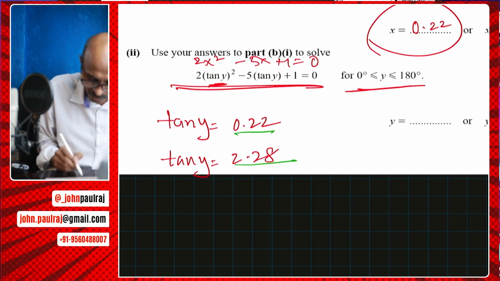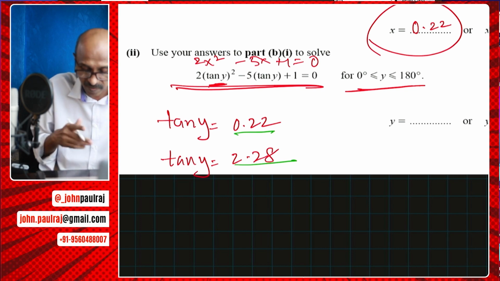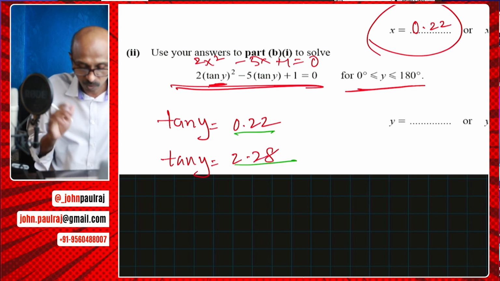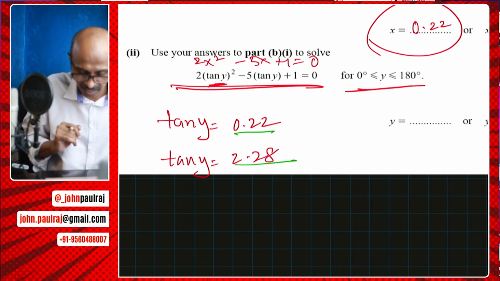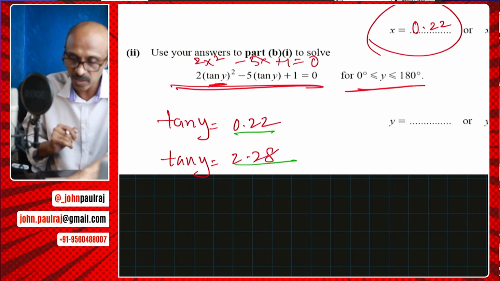So tan is positive, so that means it must be in the first quadrant only. If it was negative, then obviously... but both are positive. First quadrant, that means it has to be less than 90 degrees, okay? So let's just quickly show that also to you.